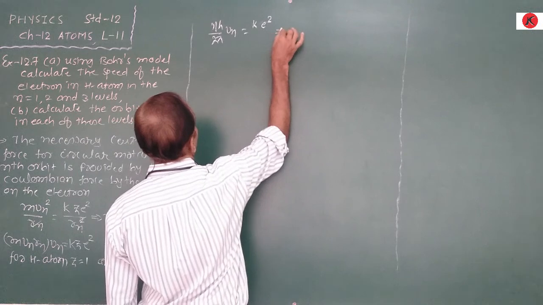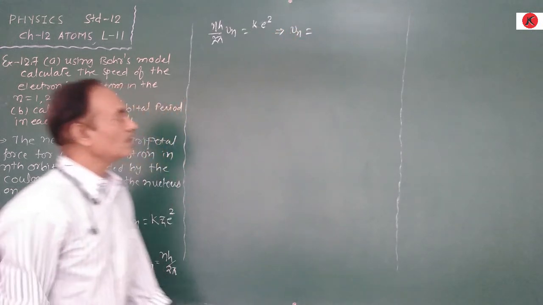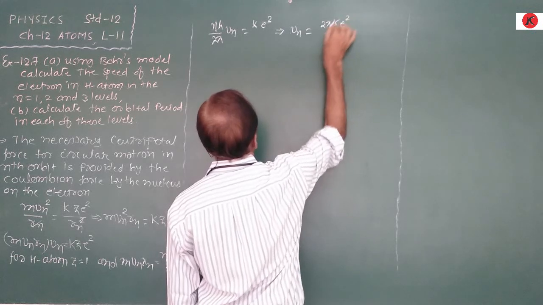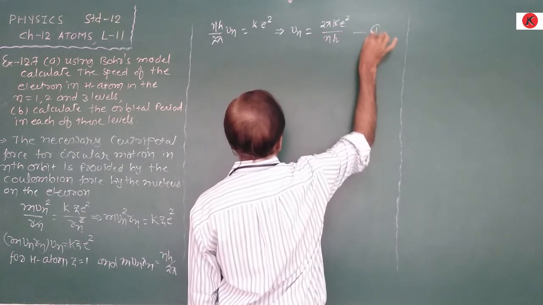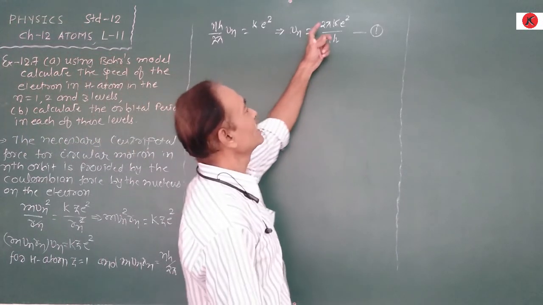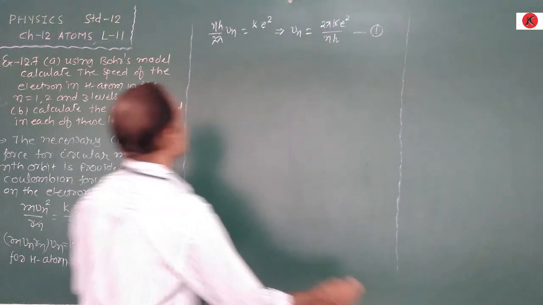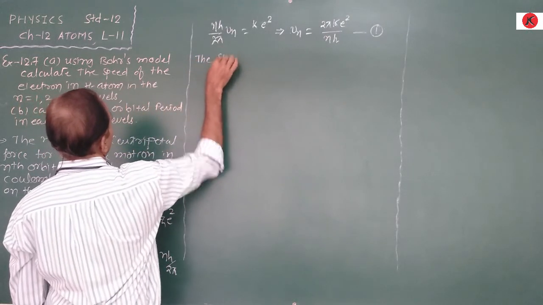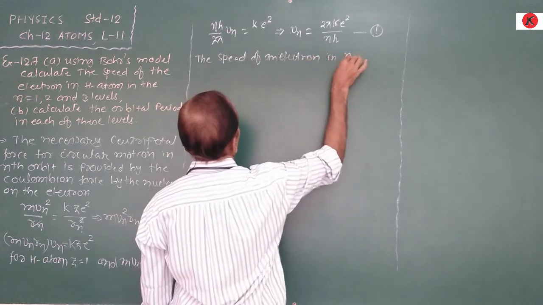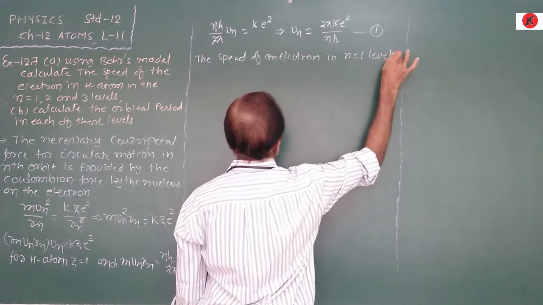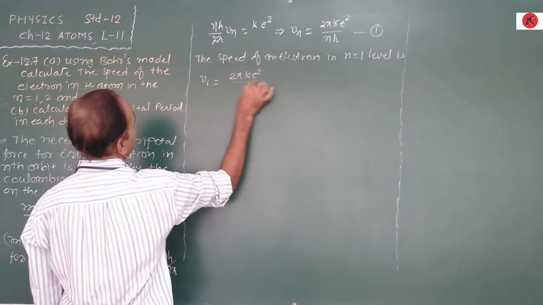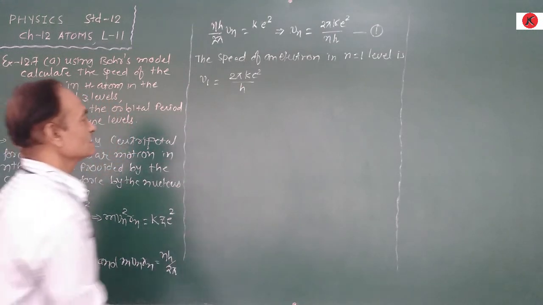Therefore, v_n is our equation for the speed of an electron in the nth orbit: v_n is equal to 2 pi k e square upon nh. That is our equation number 1, the general equation of speed of an electron in the nth orbit. Therefore, the speed of an electron in the n equal to 1 orbit, substituting n is equal to 1, is v_1 equal to 2 pi k e square upon h. That is our second equation.